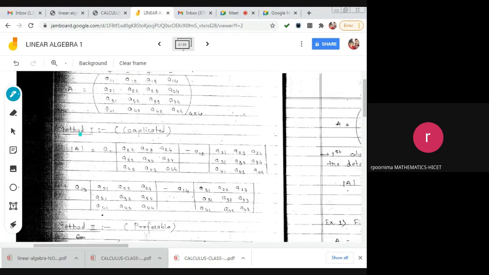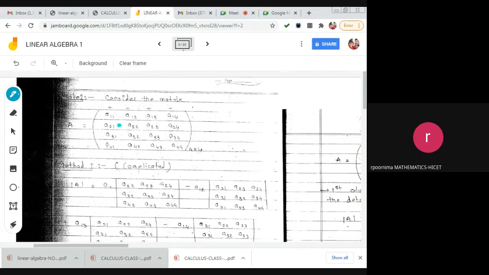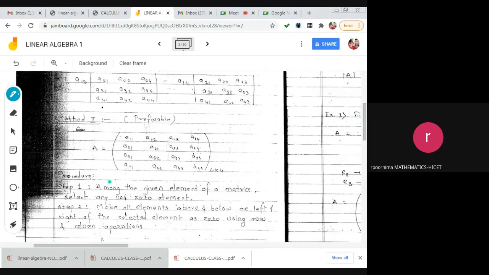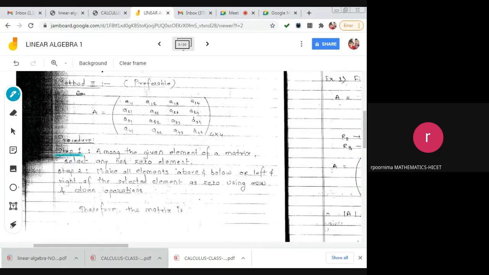So method 1 is the normal procedure. You have already studied it. It is a complicated one. So if you prefer method 2, you just apply the steps. Step 1: among the given elements of your matrix, select any non-zero element. Then step 2: make all elements above and below, or left and right, of the selected element zero using row and column operations. You just use the row and column operations to make the elements below, above, and left and right to be zero.